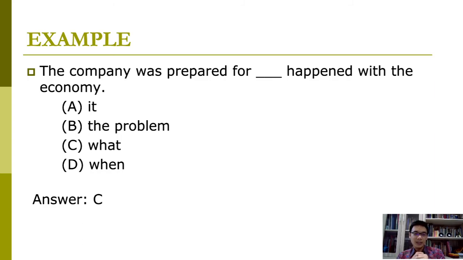It is the subject as well as the connector. So the complete sentence will be, the company was prepared for what happened with the economy. Two subjects, the company and what. Two verbs, was prepared and happened, and the connector what. Why can't we choose D? We cannot choose option D because it is only a connector, but it cannot function as a subject.